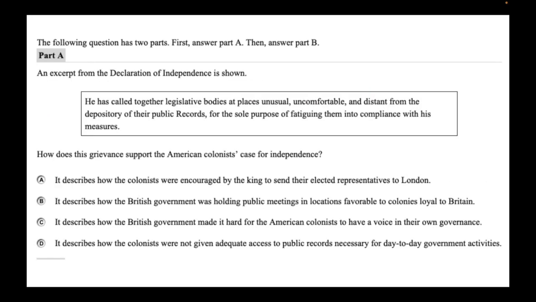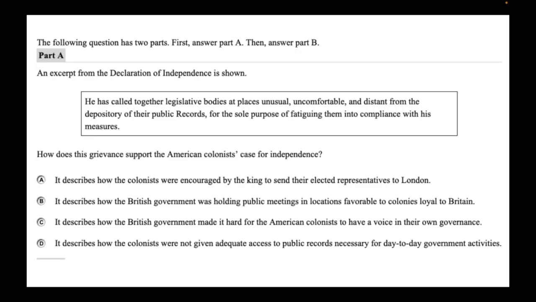And we have a two-part question with, again, another excerpt. So the trend of these released questions shows us that they are going to be using language from the Declaration in these questions. So this is a grievance. That is a major part of the Declaration of Independence, where Jefferson lists a number of grievances or complaints against the king in order to support the argument for independence.